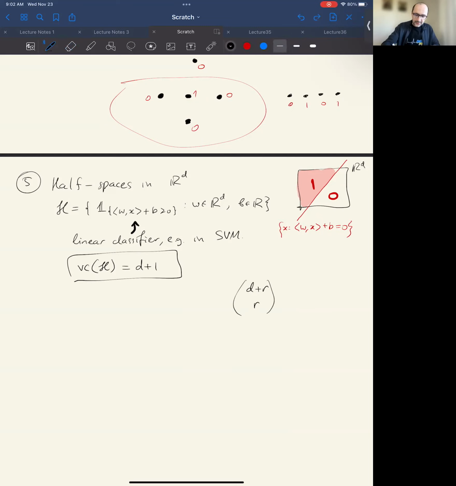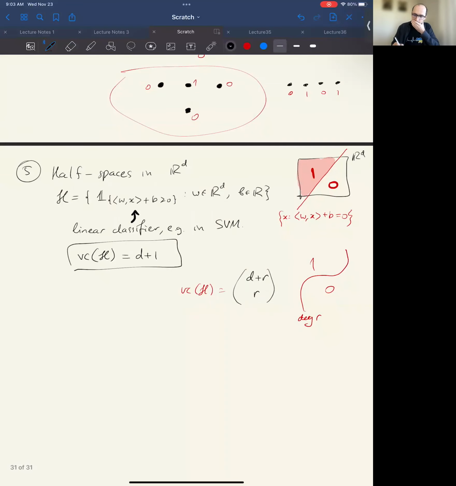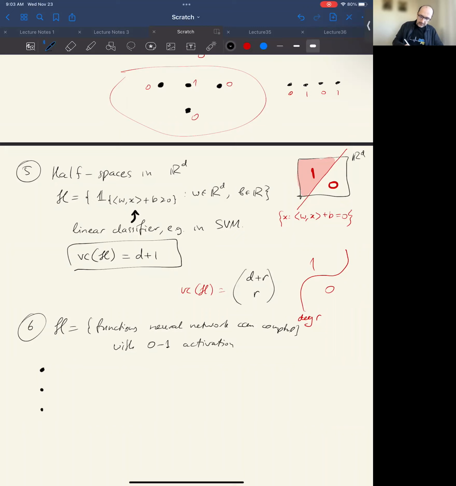So for polynomial classifiers, if this is a polynomial surface given by a polynomial of degree r, then this is the VC dimension. Example 6, if H is all the functions that a neural network can compute, with, let's say, an activation function like this, with 0 or 1 activation. So simply, if you forget what neural networks are, it's simply a composition of linear classifiers.